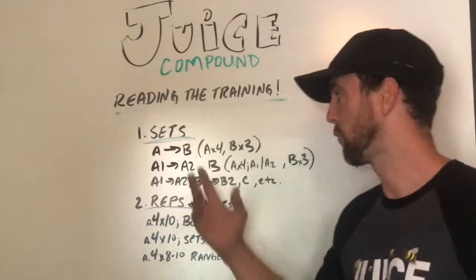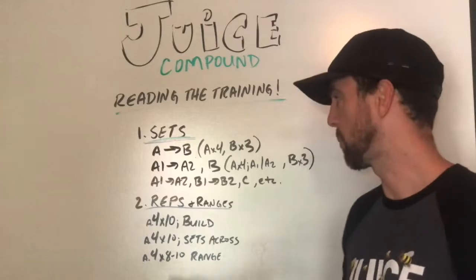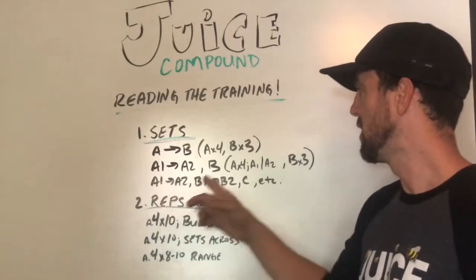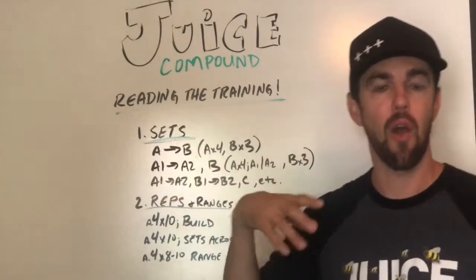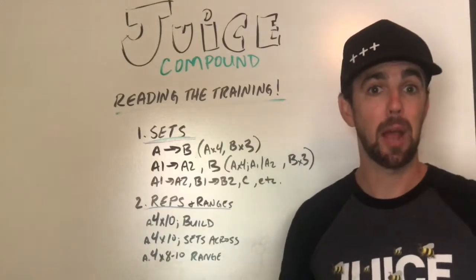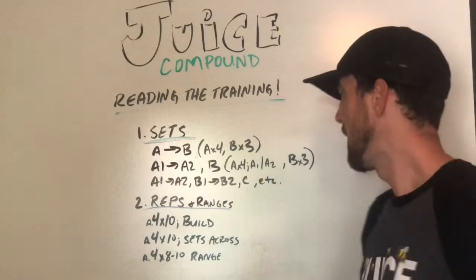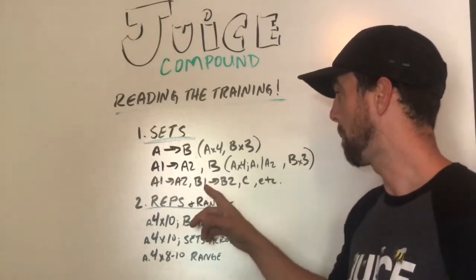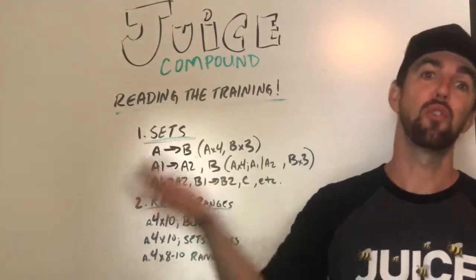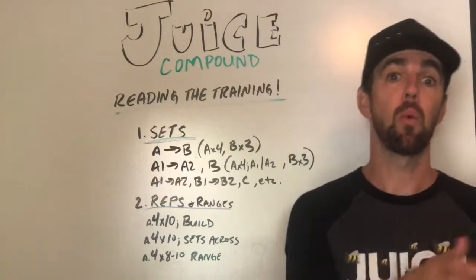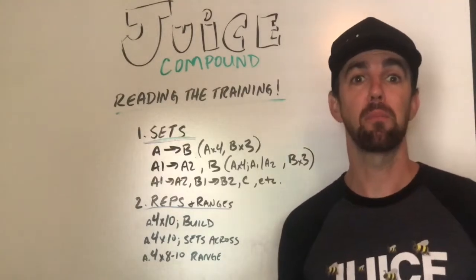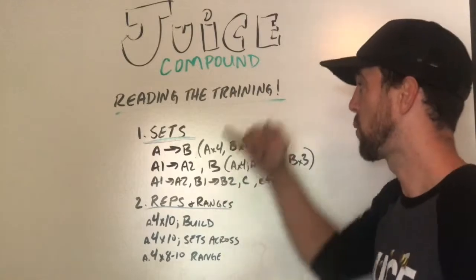Those are called supersets. The next would be a superset of A1, A2, just like it is there. You go back and forth however many times we say. A1, A2 times 5, that would be 5 times back and forth, or 3 times back and forth. And then you go to B, or now B1, B2. When you get there, let's say it's B times 3: B1, B2, B1, B2, B1, B2, and you're done. That's how to read the sets.